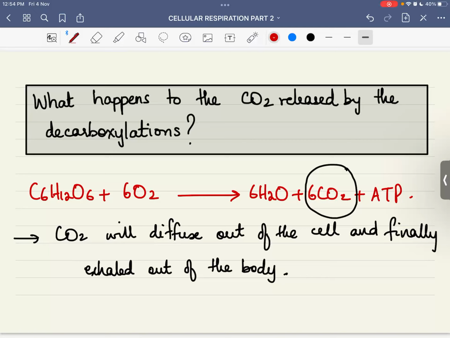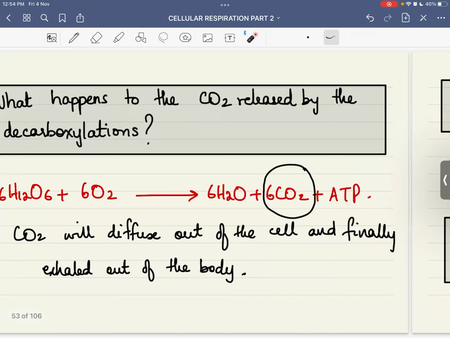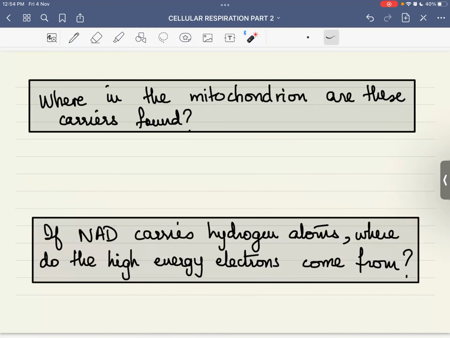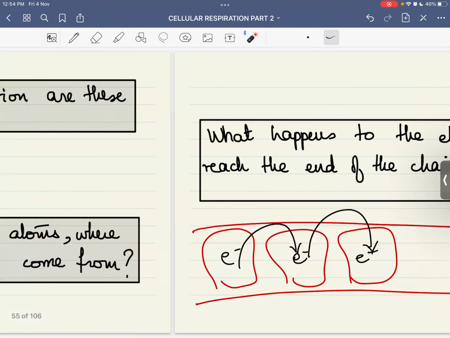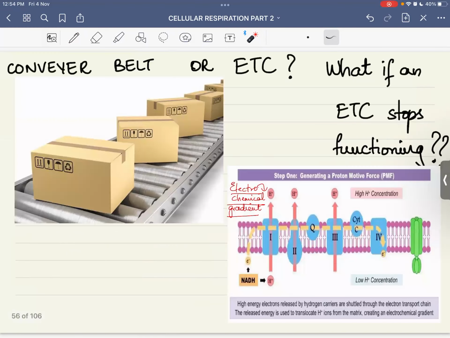ठीक है? अच्छा. सही है. हाँ, ये तो हम करेंगे बाद में.